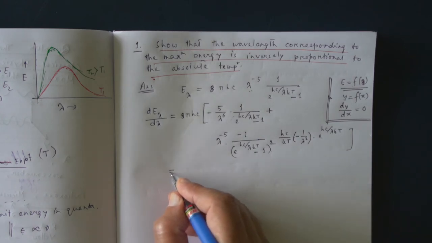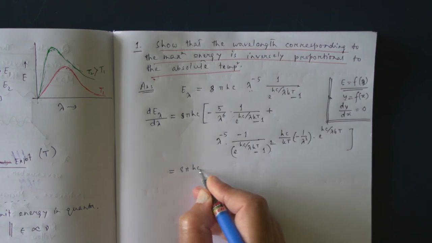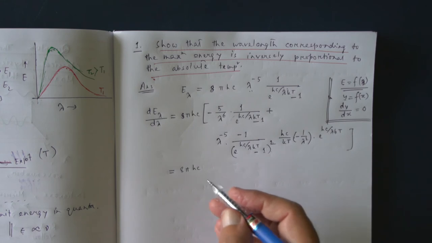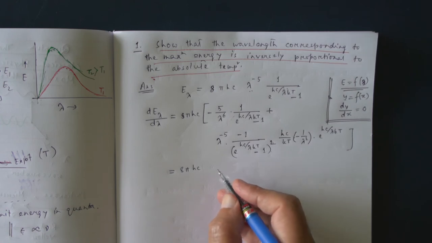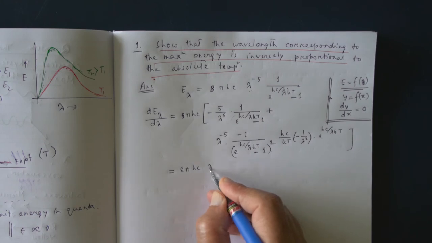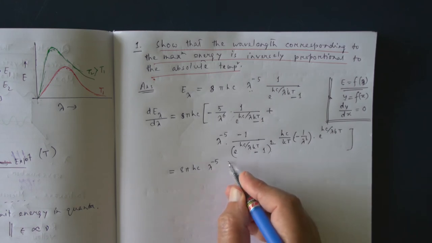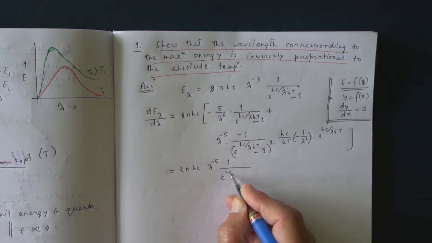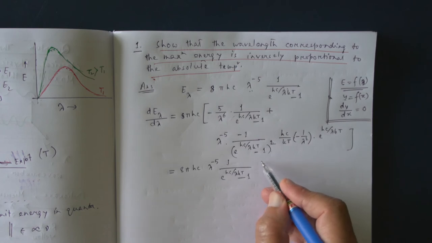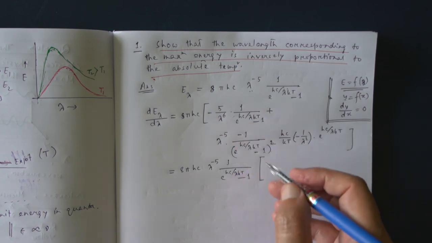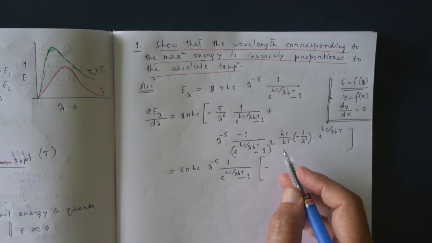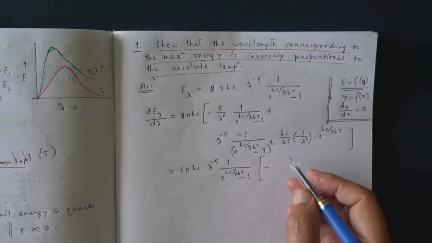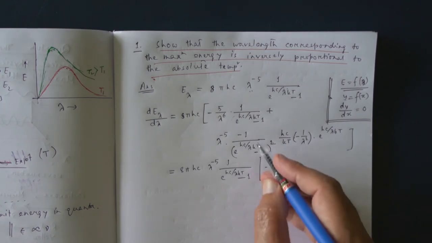So this is equal to, just to simplify, 8 pi hc. I can take this common: lambda to the power minus 5, and 1 by e to the power hc by lambda kT minus 1. I can take these common. Then anything else? No. So what can I do? This is minus, minus, how much will remain?